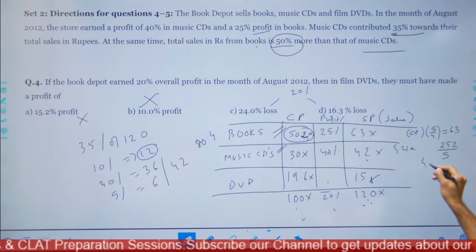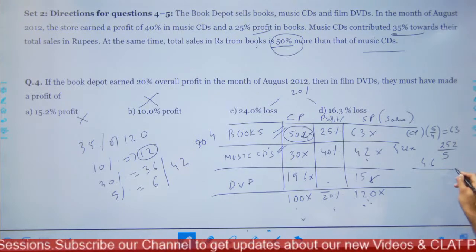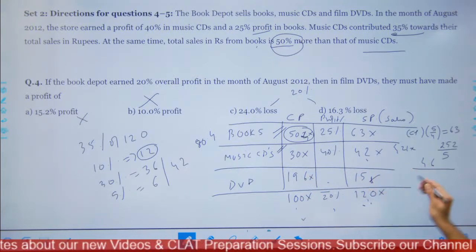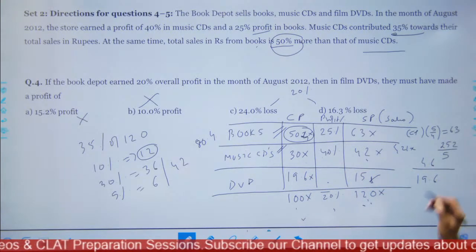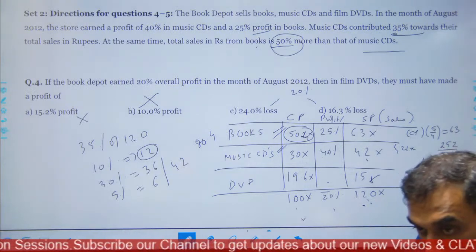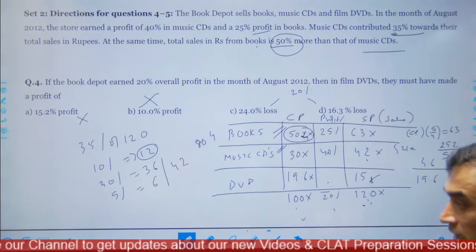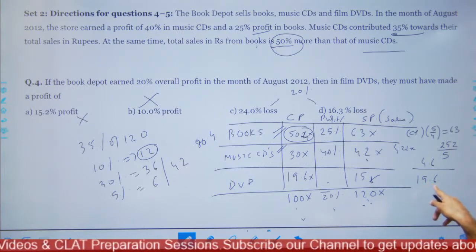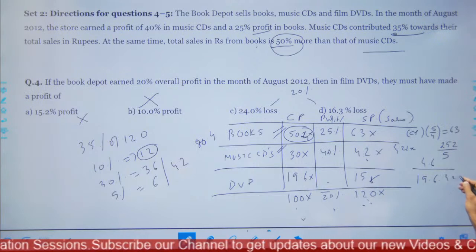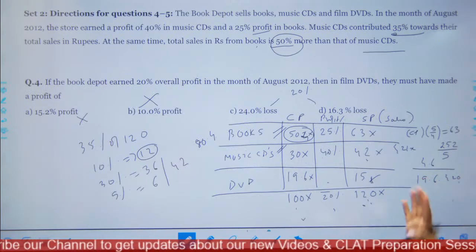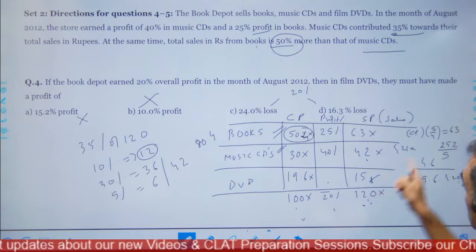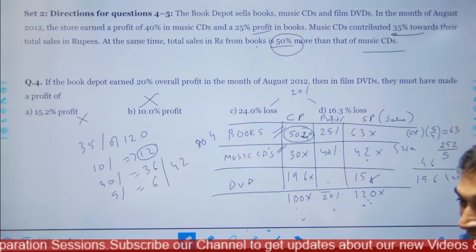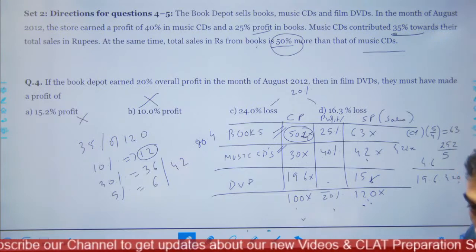It is a loss of 4.6, because that is SP minus CP, negative, divided by the CP, which is 19.6. I want to see whether my answer is more than 20% or less than 20%. I know that if this were 20, suppose I make it 20, 20% of 20 is 4, and I need 4.6. Therefore my answer has to be more than 20%.